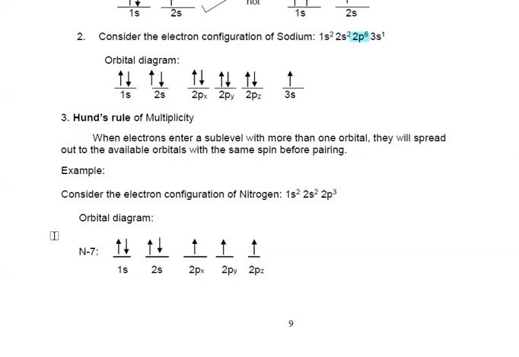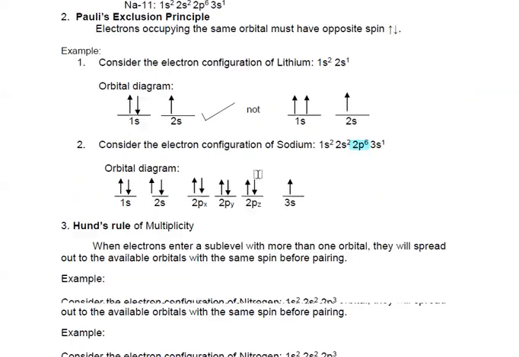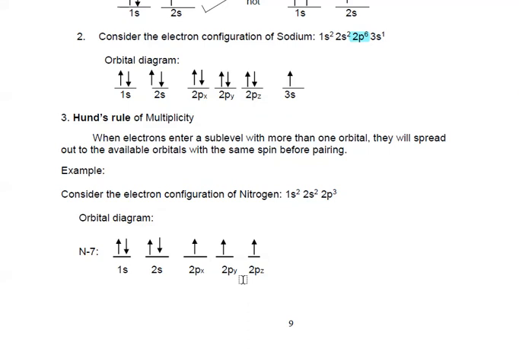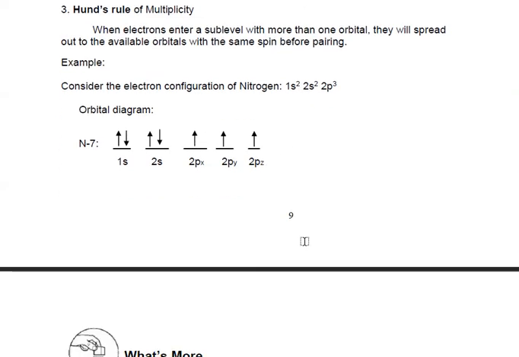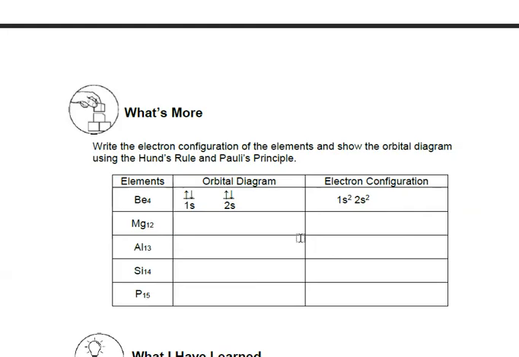So for nitrogen, this is what it will look like because it has 7 electrons. 1s2, 2s2, 2p3 as well, no? But when it comes to Hund's rule, this is how you should write it down. Okay? You have to fill up the sublevels first. Okay. So let's try to answer what's more.